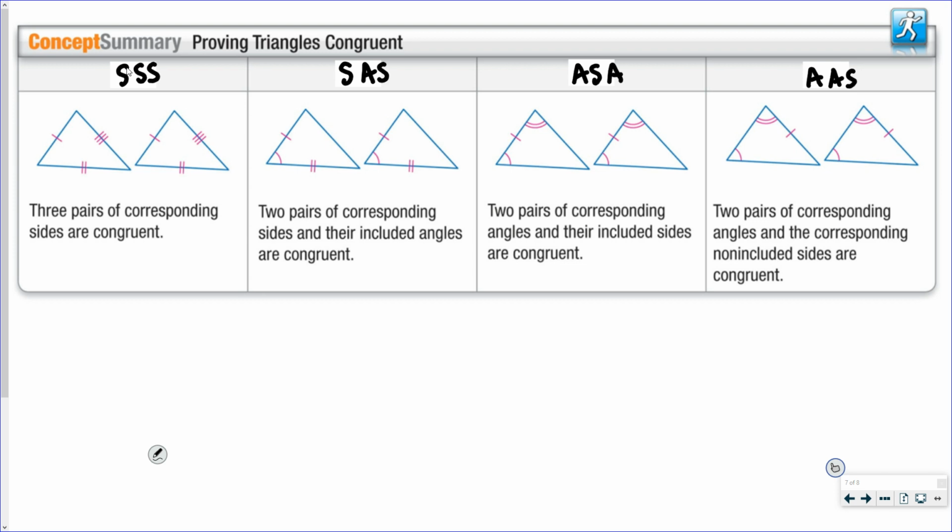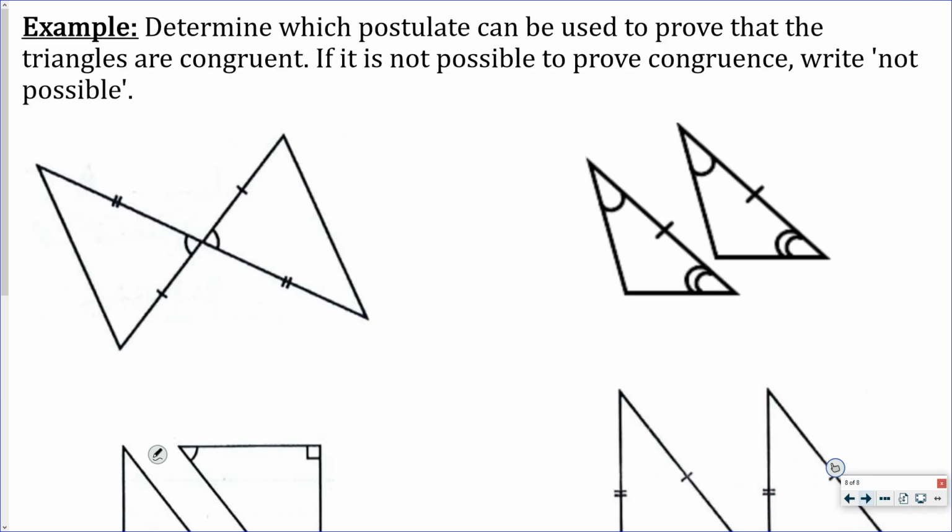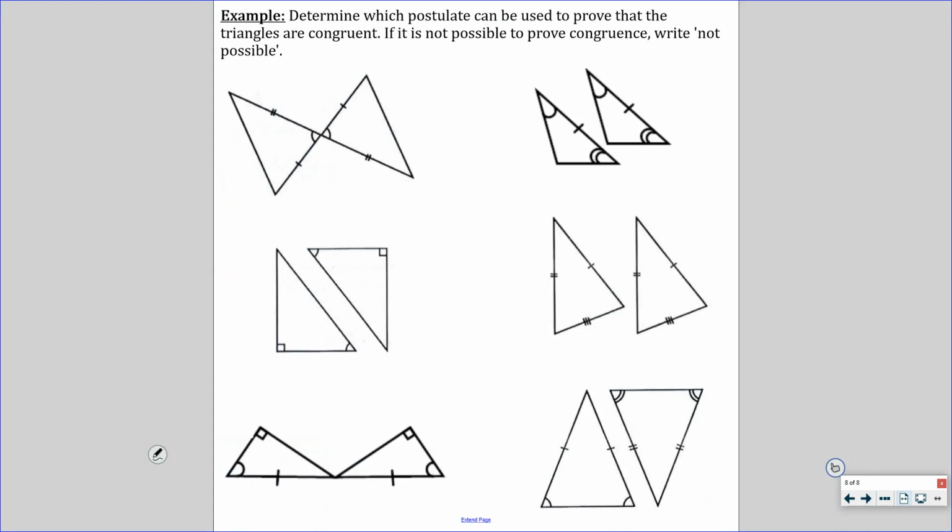All right. While I pass out the worksheet, I want you guys to look at these six pairs of triangles. I didn't number them, sorry. Determine which postulate can be used to prove the triangles are congruent. So is it a side, side, angle? If it's not one of those four options, write not possible. Okay? So you guys do that quick. I'm going to pass out the homework while you do that.